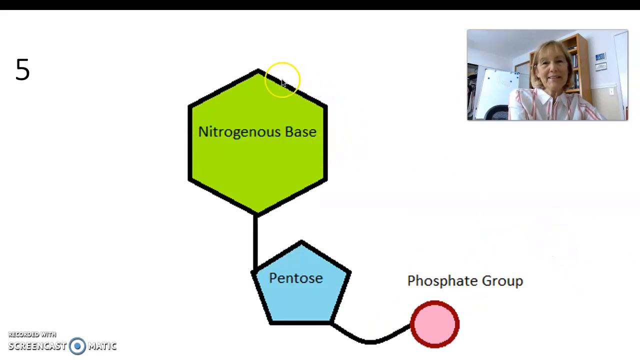When we have something that has a nitrogenous base, a 5-carbon sugar, and a phosphate group, it's a nucleic acid. So anytime you see a phosphate, a 5-carbon sugar, and a base, you know that it's going to be the nucleic acid. But let's keep going because there'll be more.